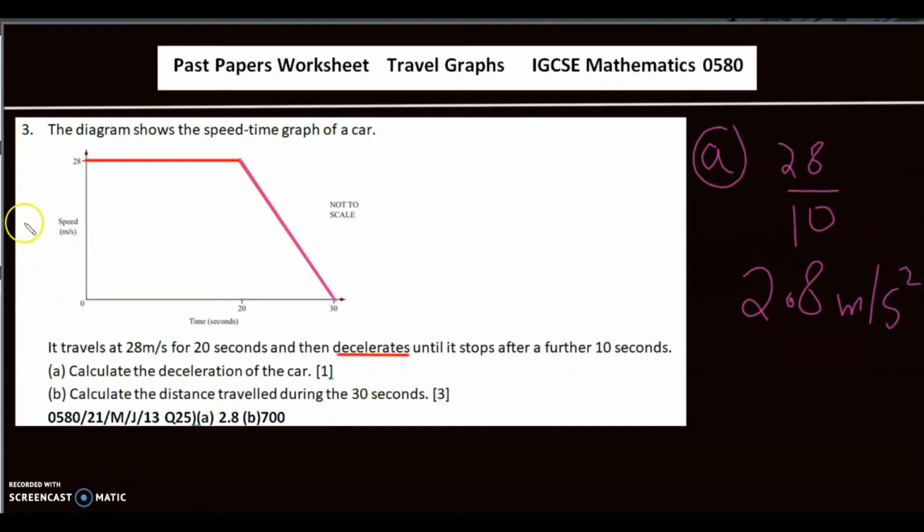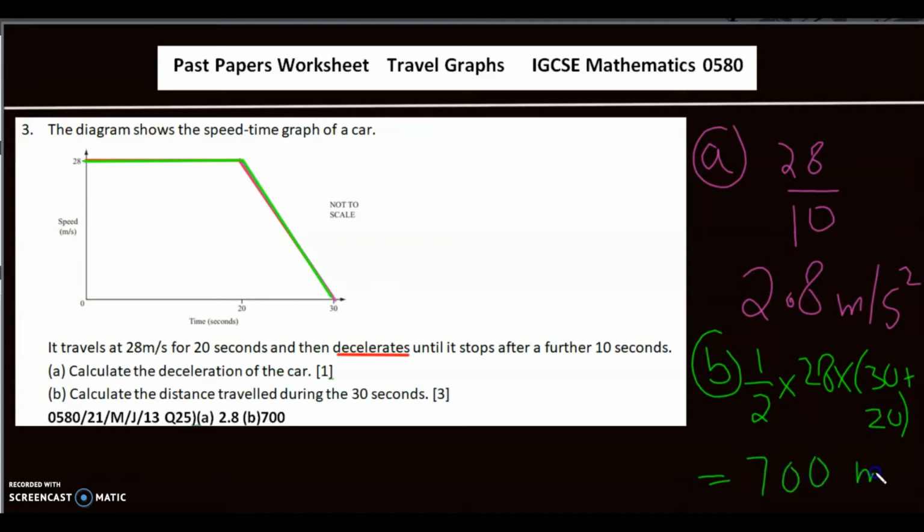Then calculate the distance traveled during the 30 seconds. So the distance is simply the area under the graph. So this shape is a trapezium. So the area of the trapezium is half times height, which is 28, times sum of parallel sides, which is 30 plus 20. So find this product, half times 28 times 50, which gives us 700, which is the answer. The unit is meters.